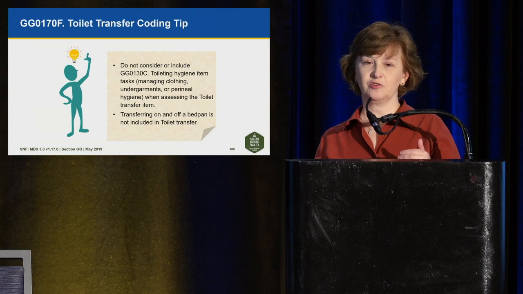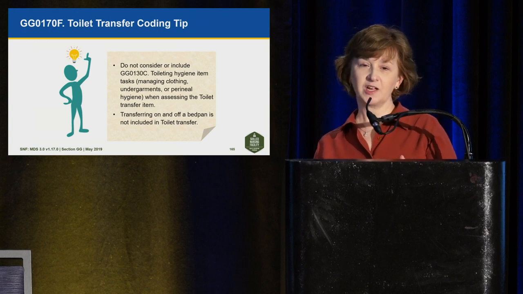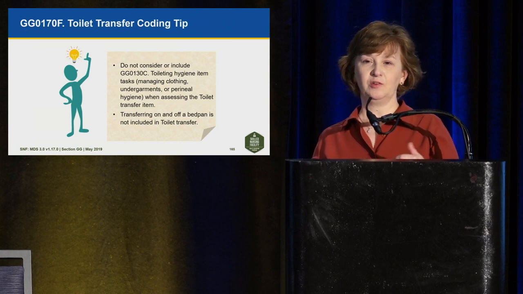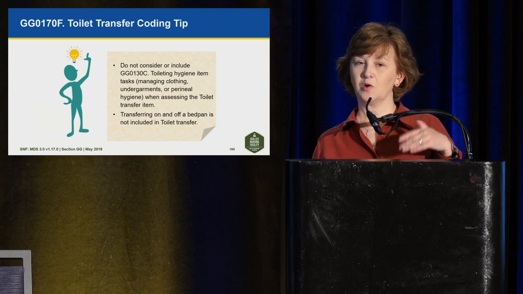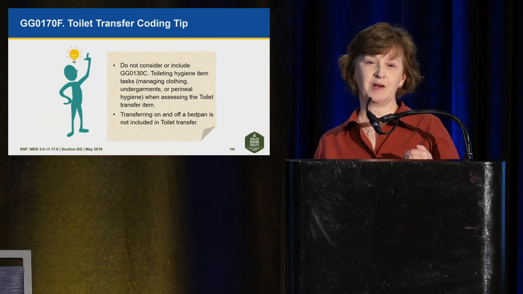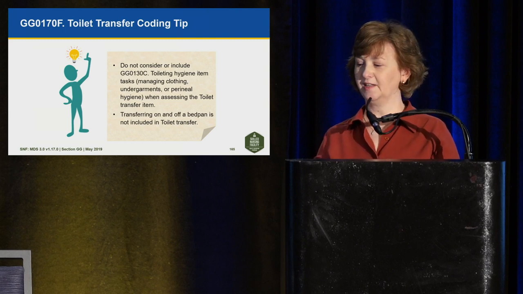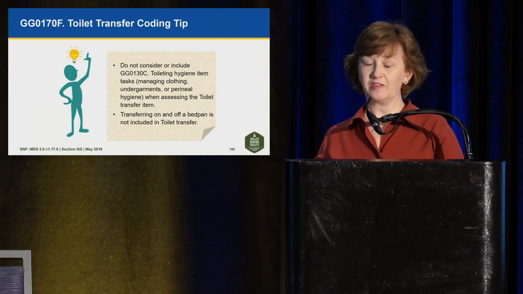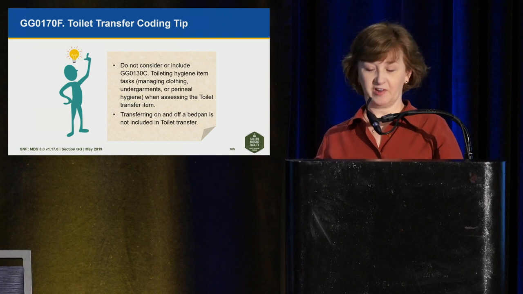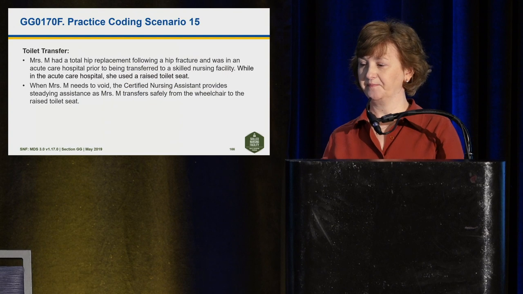And so the issue with toilet transfer is basically getting on and off a toilet. Could be a regular toilet, could be a raised toilet seat. As Manisha said, you don't have a scoring difference. The code doesn't go up or down based on use of assistive device. It's all about the type and amount of assistance required to complete the activity of getting on and off a toilet. Transferring on and off a bedpan doesn't count, but as I said, getting on and off a commode is an acceptable way to assess this activity.